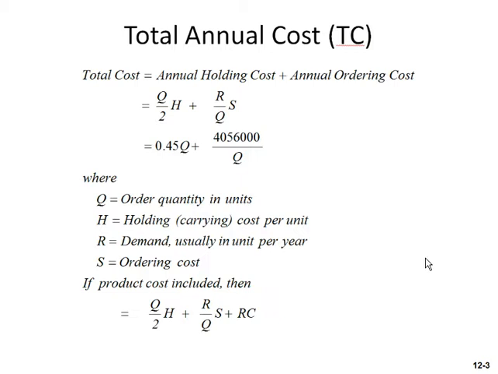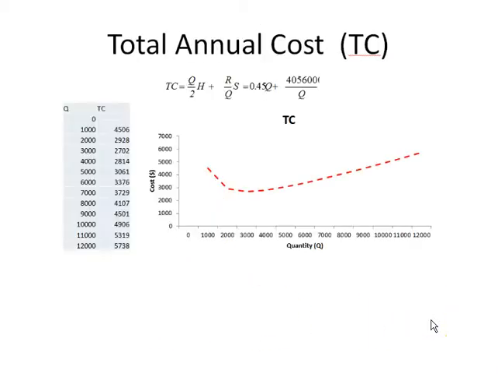As mentioned before, Q represents the order quantity in units, H is the holding or carrying cost per unit, R is the annual demand, S is the ordering cost. If we take the product cost into account, RC, the annual demand times the cost per unit, is the product cost included in the formula. And if we look at the total cost function graph, we see this is a nonlinear relationship as well.